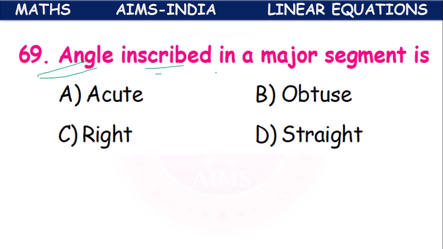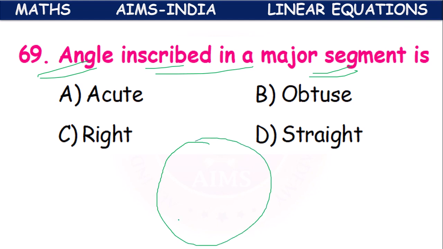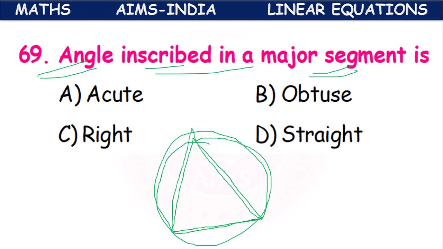So angle inscribed in a major segment. The above part is the major segment. The angle inscribed means taking any point and drawing lines to the chord's endpoints, where an angle is formed. This angle will be acute. In a major segment, the angle will be acute, less than 90 degrees.